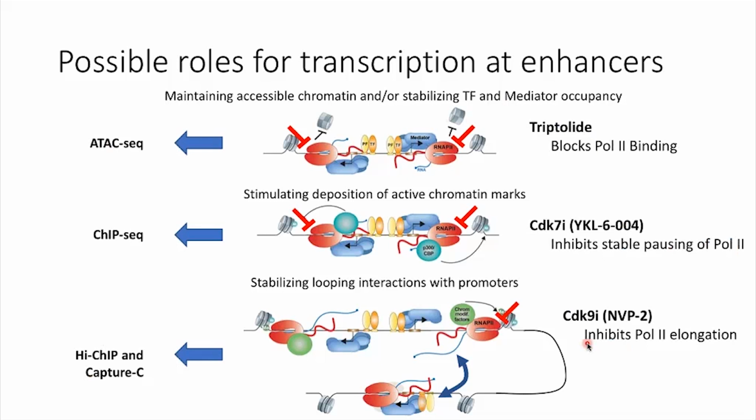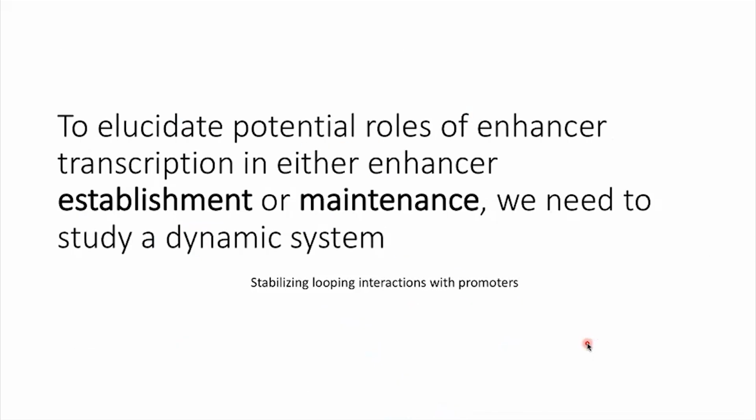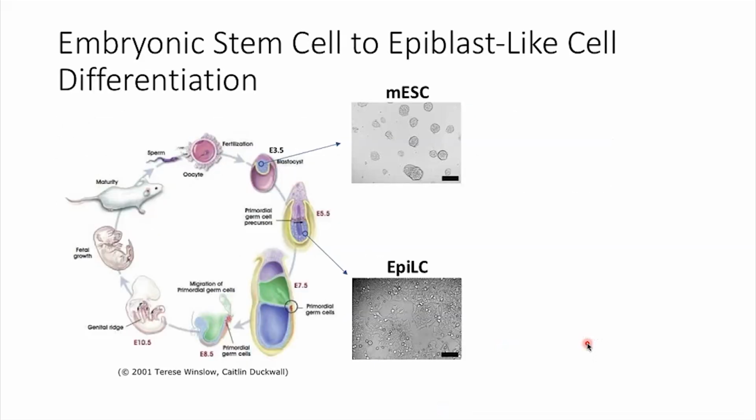We plan to read out at each of these steps by various sequencing techniques that you are all familiar with, including ATAC-seq, ChIP-seq, and capture-seq. This approach will allow us to detect any of these modes of activity in an unbiased fashion. Before we can really address the function of Pol2 and nascent RNAs in enhancer function, we must first find a dynamic system in which enhancers are actively established and maintained, then identify the relevant time points when these key events are occurring.